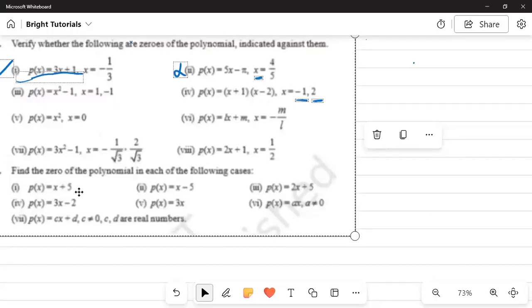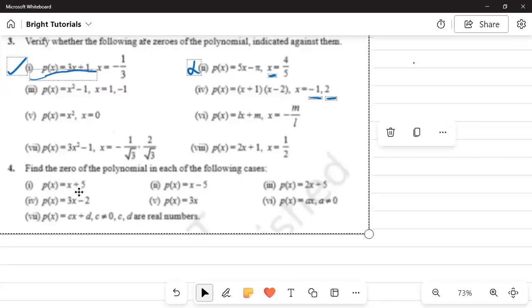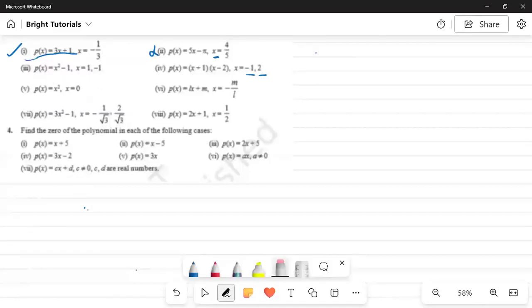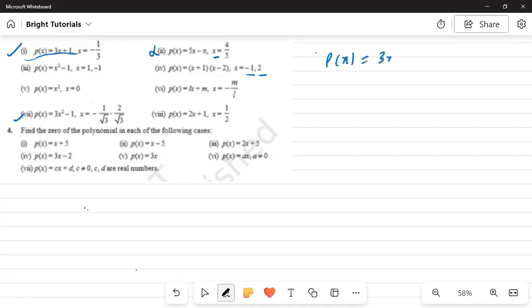Similarly, we have to do part number 7. How do we do part number 7? In this part number 7, it is given p(x) is equal to 3x square minus 1, and x equal to minus 1 by root 3 and 2 by root 3. We have to check whether these are the zeros of this polynomial or not.